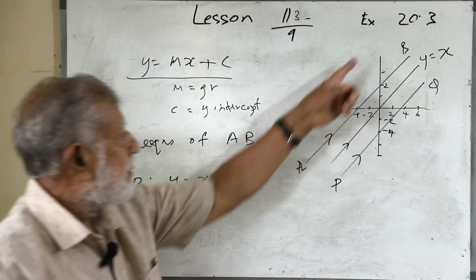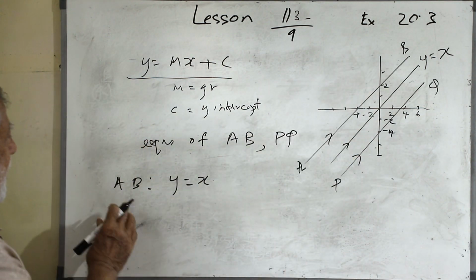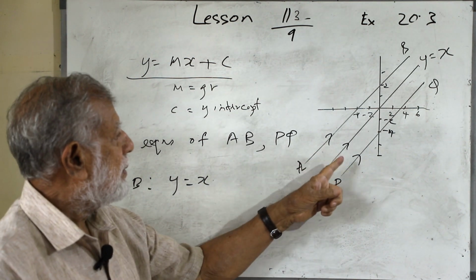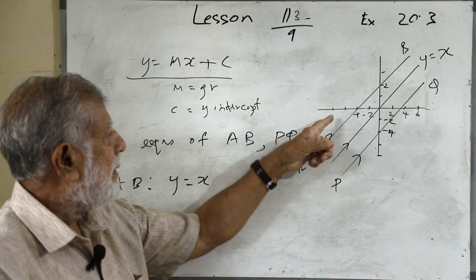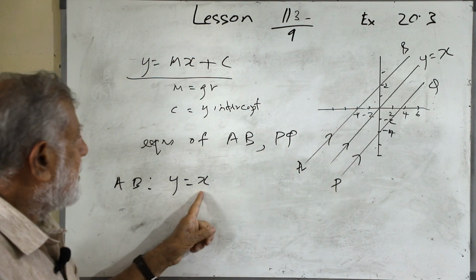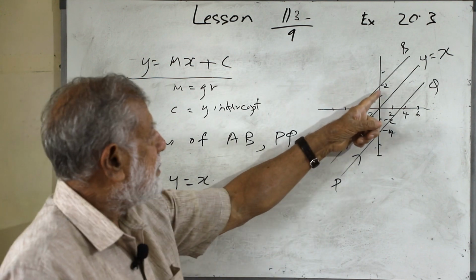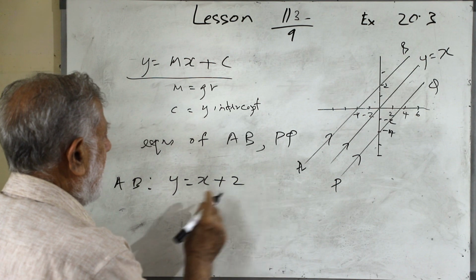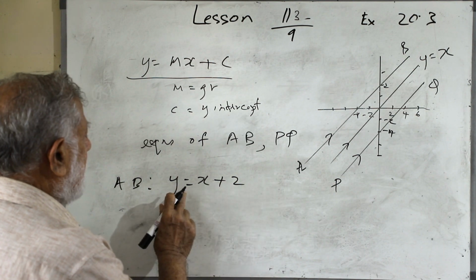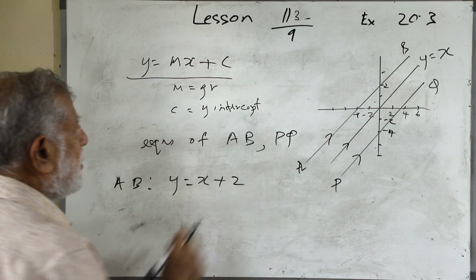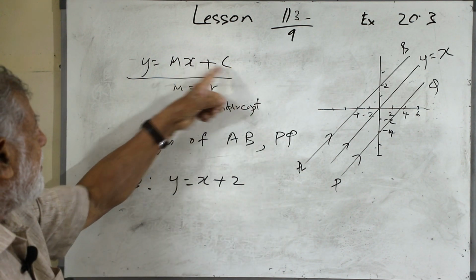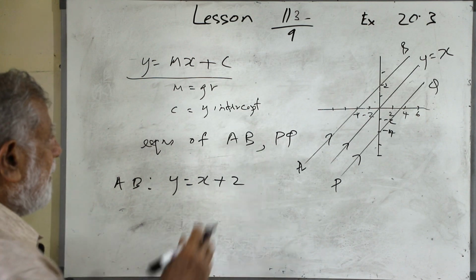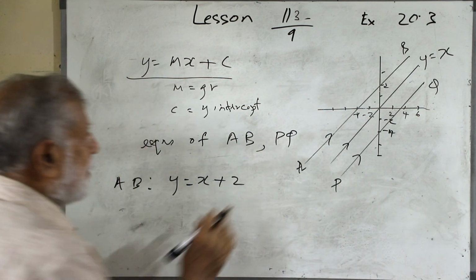cutting the y-axis. This is the y-axis. We have to find the gradient of AB. Now, gradient of AB, because it is parallel to this line, y is equal to x, definitely the gradient of AB should be 1. So, 1x. And it is going through plus 2 here. So, definitely the equation of that line is y is equal to x plus 2, because y is mx plus c, m is the gradient 1 and c is the y-intercept plus 2. So, equation of AB is y is equal to x plus 2.